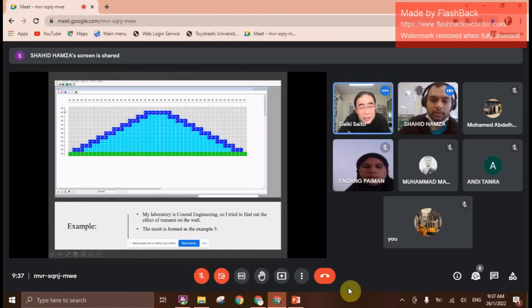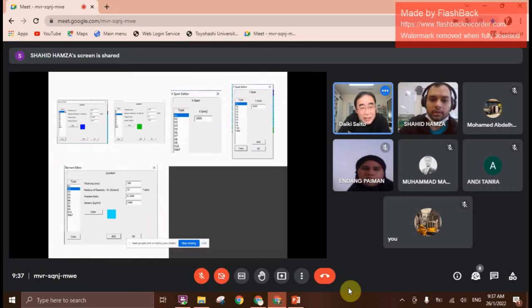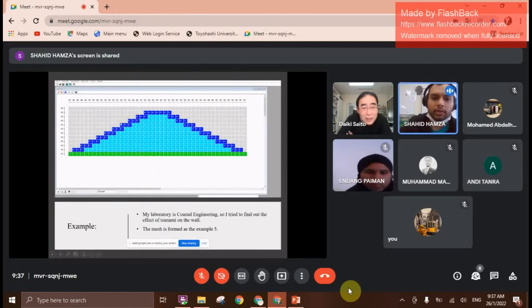Shahid-san, so you use 3 elements? Yes, 3 elements. And which one is concrete? The blue one? Yes, the blue one. And the light blue in the middle, what is this? E1 and E2 are the same.